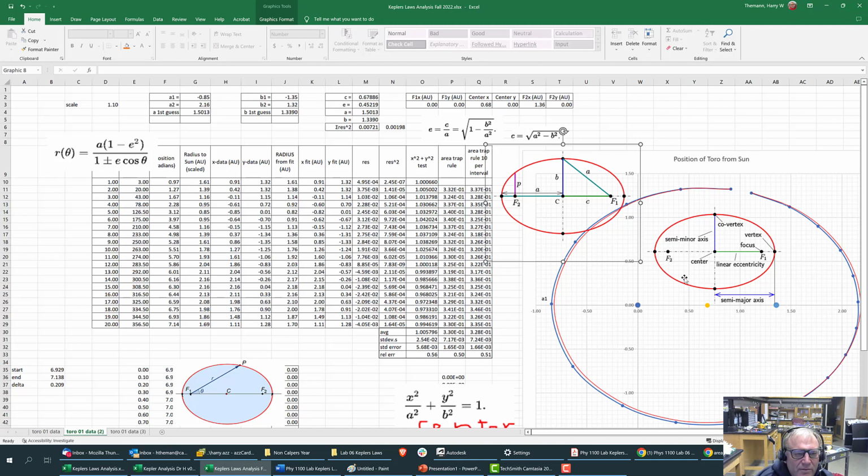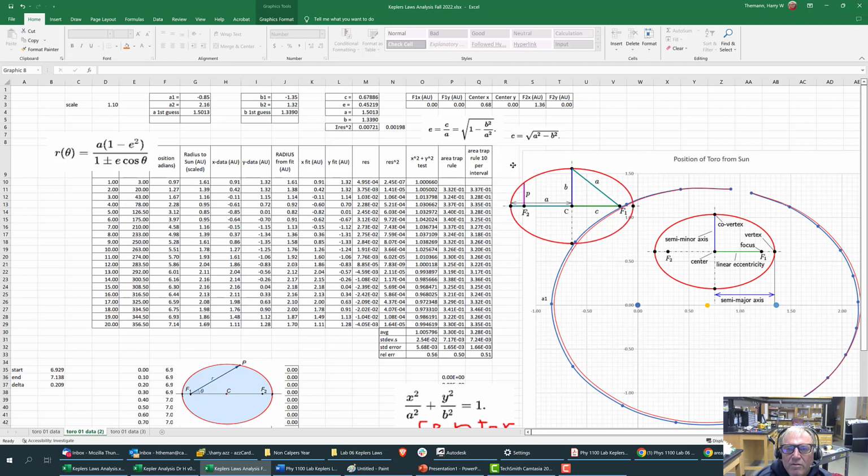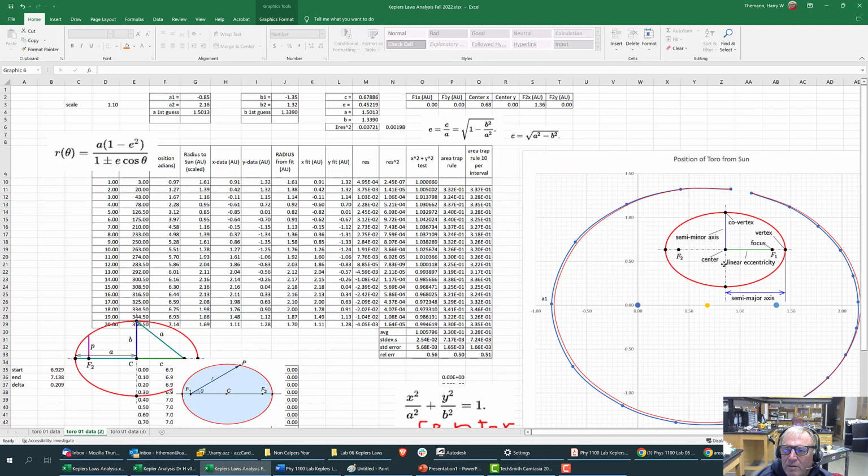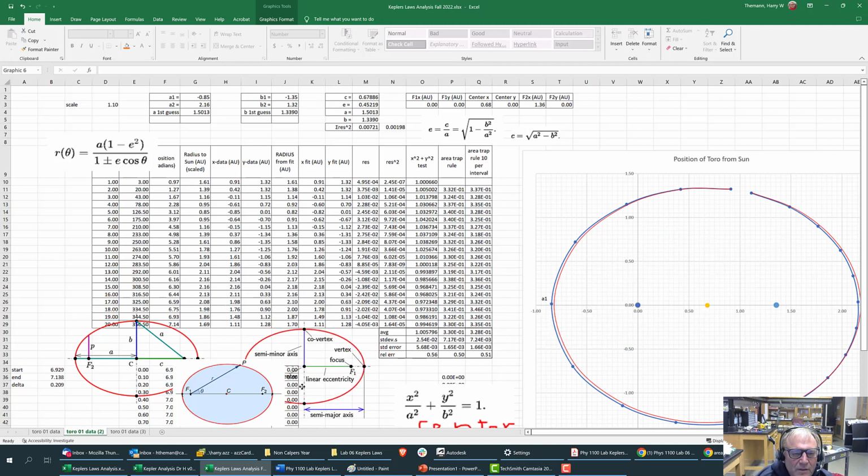And I can't find a drawing that gives the whole eccentricity, the little e, as something drawn on a picture like that, which annoys me.